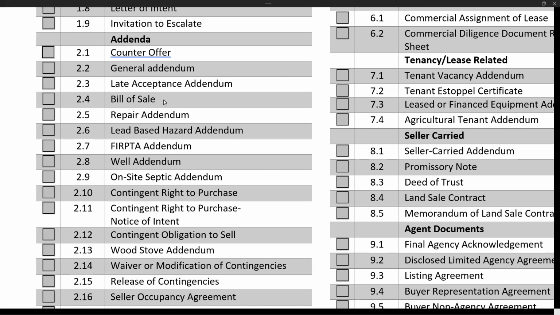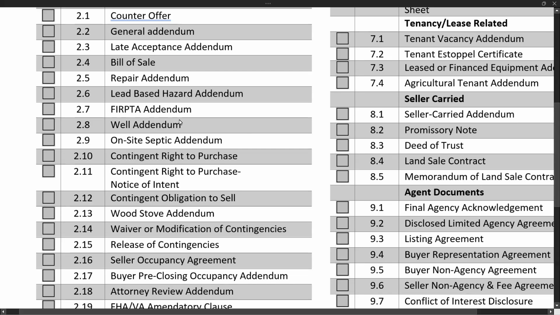The bill of sale is for the purchase of personal property that happens outside of the lender's allowances. If the loan or the mortgage won't cover the purchase of the furniture, a bill of sale is used to cover that furniture. The repair addendum, 2.5, is used for repairs. You can indicate what needs a contractor and what doesn't need a contractor. If the property was built before January 1st, 1978, you would apply the lead-based hazards addendum, and that has the protections and coverages for lead hazards.